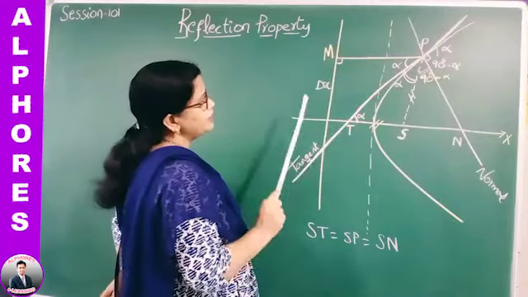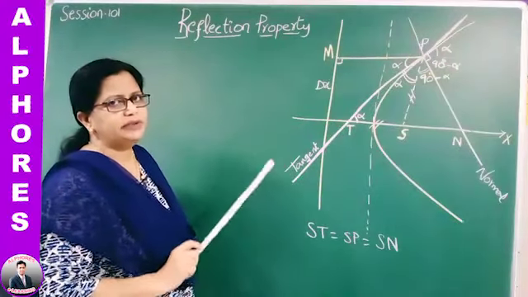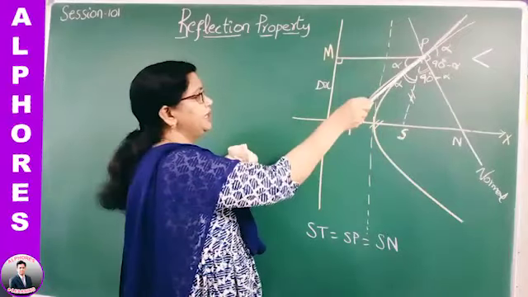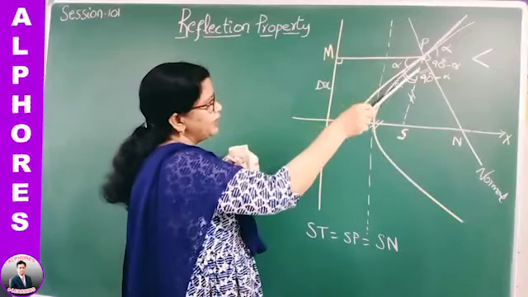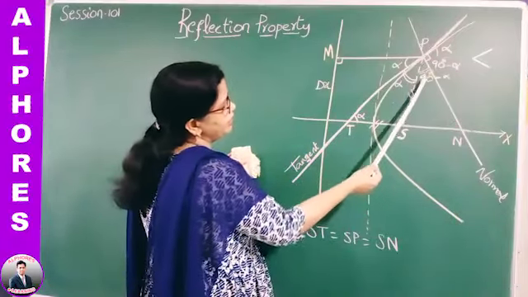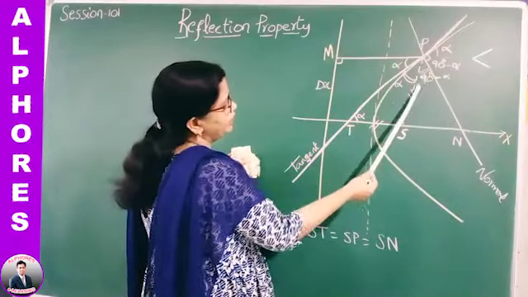Once we have this property, students, what is the use of it? Suppose an incident ray is exactly parallel to the axis of the parabola, coming from the positive direction of the x-axis towards the parabolic mirror. Immediately it gets reflected, and the reflected ray passes through the focus, because this is the normal and these two angles are equal, 90 minus alpha, 90 minus alpha.